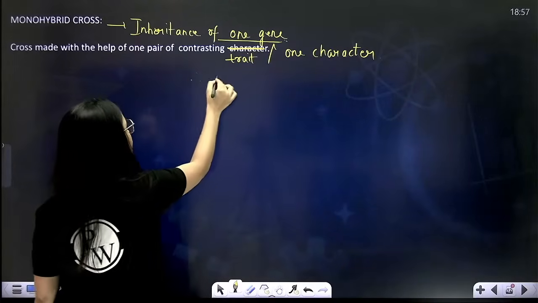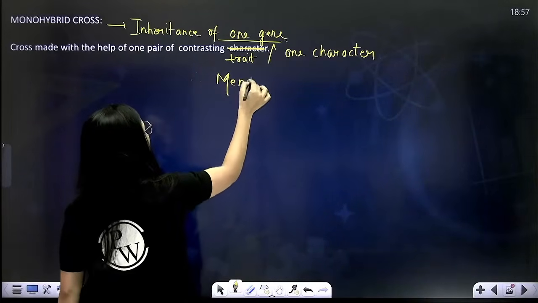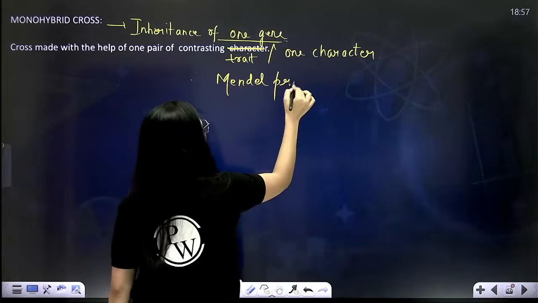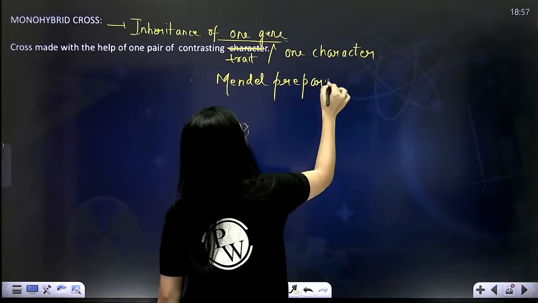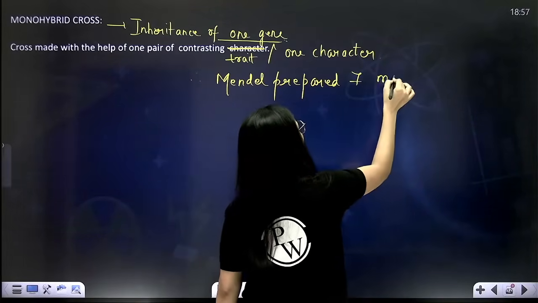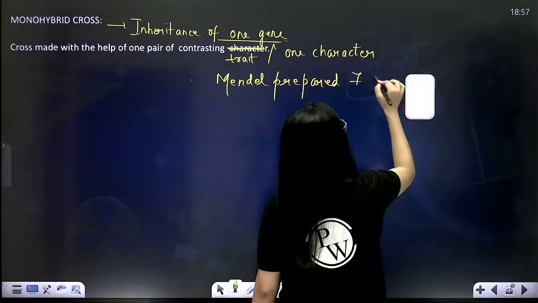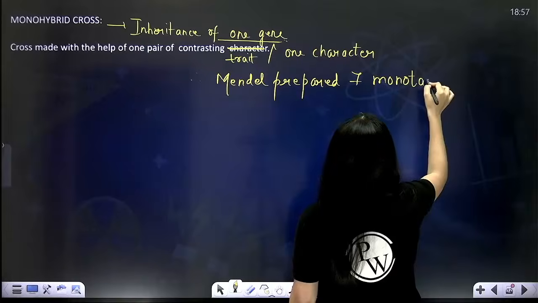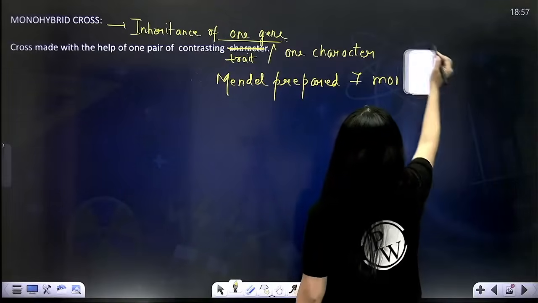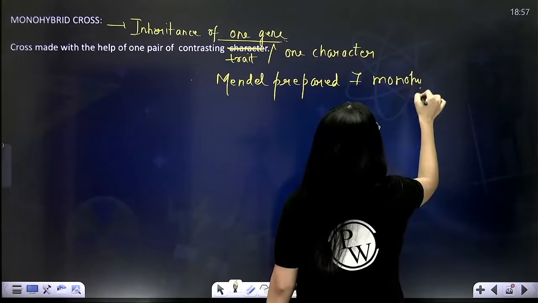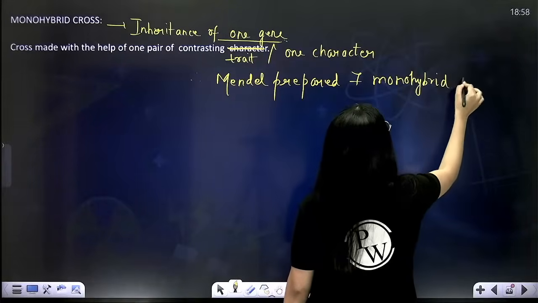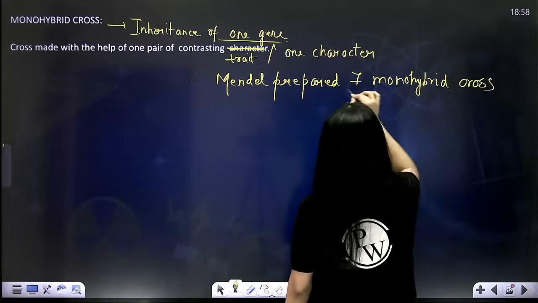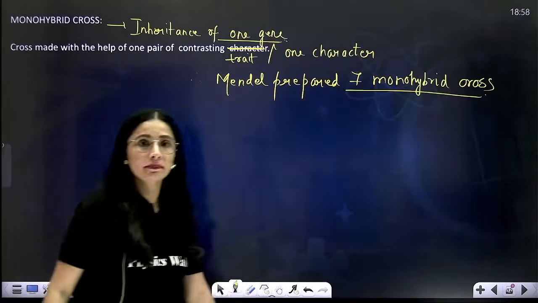Therefore, Mendel prepared 7 monohybrid crosses with the help of 7 contrasting characters which he chose. So Mendel prepared 7 monohybrid crosses.